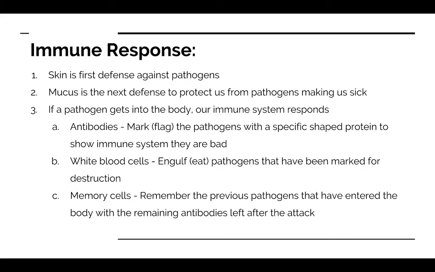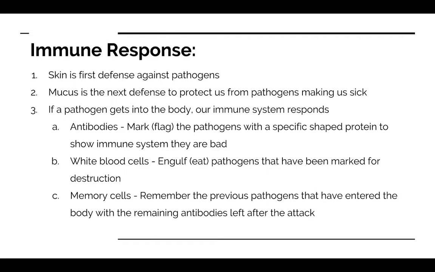The immune response. So first, the first defense against pathogens is really the skin. It protects us. It's like we're in this little cocoon. Secondly, mucus. So the mucus that's in our nose protects our body from actually having pathogens enter when we breathe in. The same thing in our throat. Number 3, if a pathogen gets into the body, though, our immune system responds. And this is called the immune response.